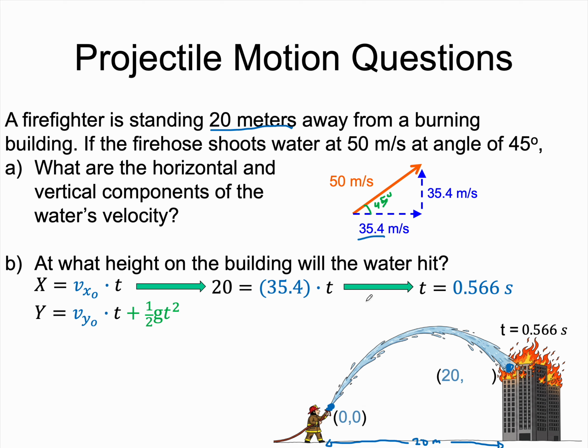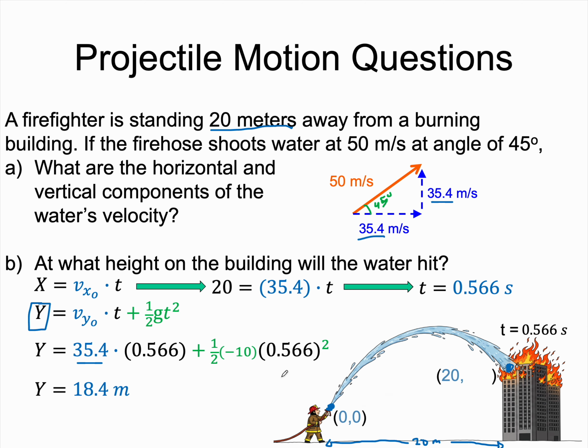And so boom, we've got that. The moment we know that, we can now solve for the y position at that time. Plugging in what we know, the initial vertical velocity is 35.4 times the time, plus 1/2 gravity, which is -10, times time squared. And if you solve that, you'll discover that the y position at that particular time is going to be 18.4. And so that's the coordinates of our water when it strikes the building.